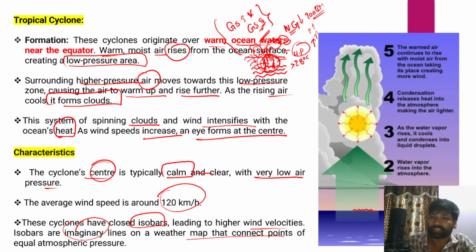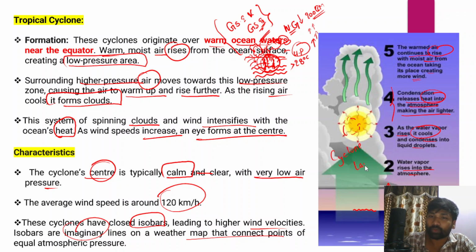So you can see here warm moist air. That warm moist air moves over the ocean, and water vapor rises into the atmosphere. As water vapor rises, it cools and condenses into liquid droplets, and condensation releases heat into the atmosphere, making the air lighter. The warming air continues to rise with moist air from the ocean taking its place, creating more and more wind. Over a period of time, it works like a cycle until the cyclone makes landfall, right?